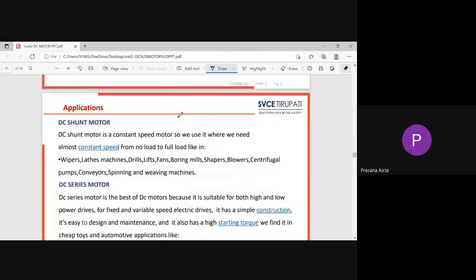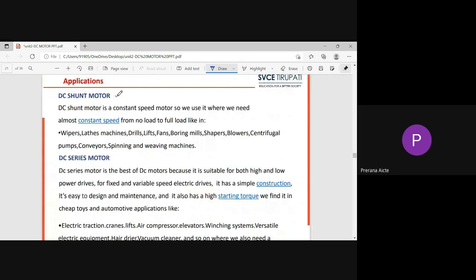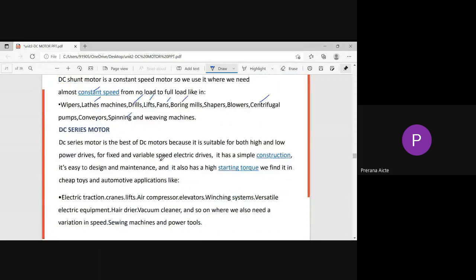Because of this, we choose them for applications. These are shunt motor applications. Because of constant speed, a very important point, constant speed and constant torque, it will be used in lathe machines, drillers, lifts, fans, boring mills, centrifugal pumps, and spinning machines.